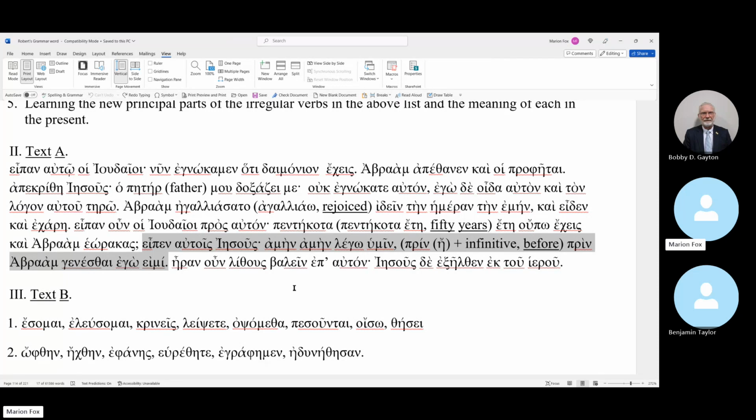Now, this expression, amen, amen, lego humin, is only found in the book of John. Nowhere else is it found. And it's only uttered by Jesus. Nobody else used that expression. So you can trace it out and see what I'm saying. Before Abraham came to be, ego eimi, and that's emphatic. And what is the significance of that?